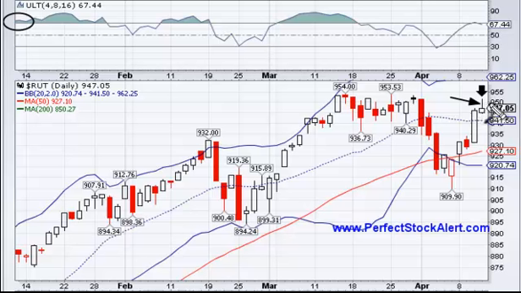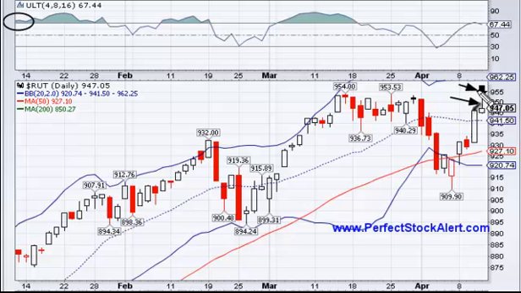Whenever you're looking at a shooting star, and again, anything I talk about in these videos, if you don't understand, you can go to the PerfectStockAlert.com website, the free site there, and there are lots of videos teaching every single thing that I'm talking about here. It shows you, for example, the shooting star: you want to see the wick 2 to 3 times larger than the body, and that's exactly what you had here. So this is a better scenario here.